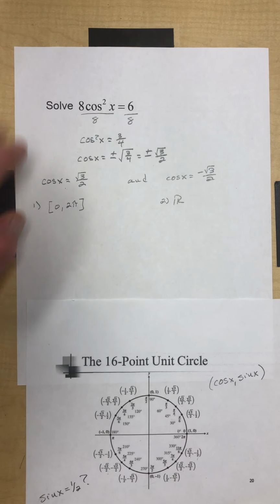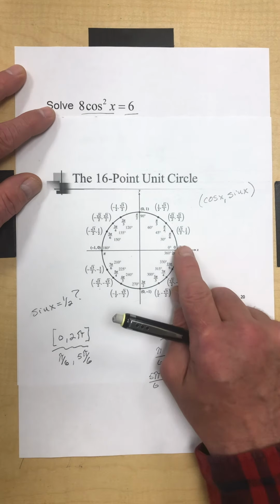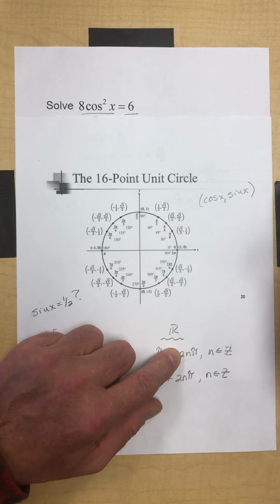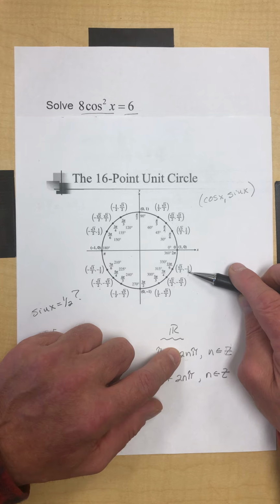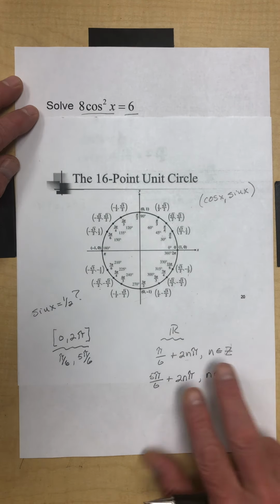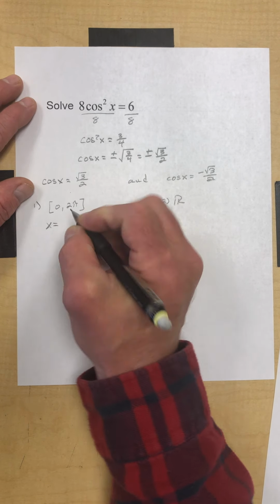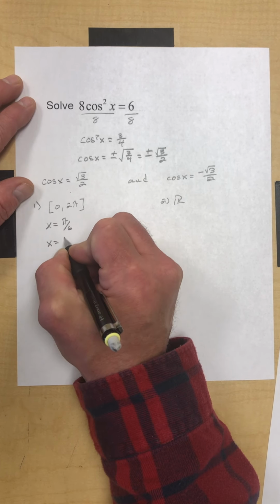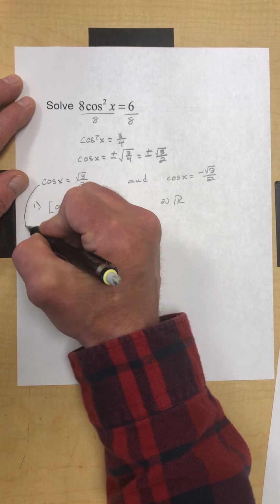So we're looking for, we'll start here, where cosine is positive radical 3 over 2. That would happen at pi over 6 right here, where our x-coordinate is radical 3 over 2. It also happens down here at 11 pi over 6, where the x-coordinate is radical 3 over 2. So we have x equals pi over 6 and x equals 11 pi over 6. And those solutions are coming from this one.